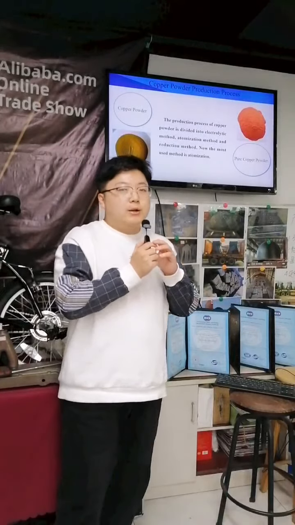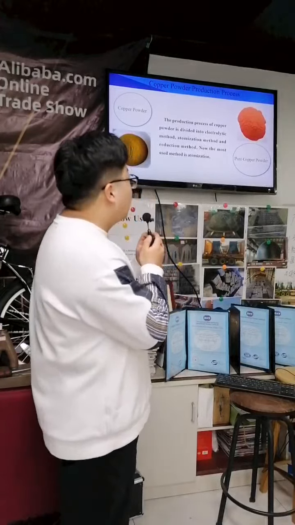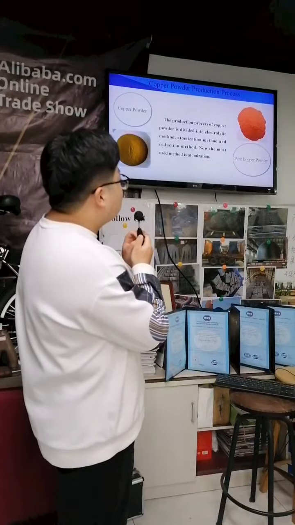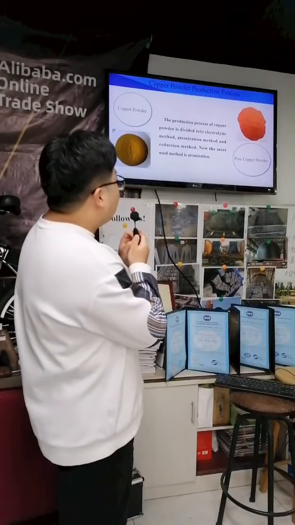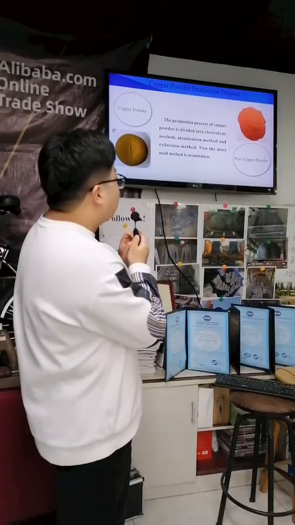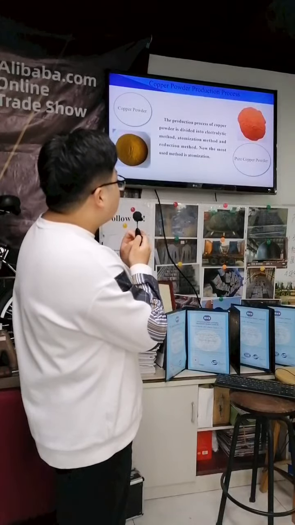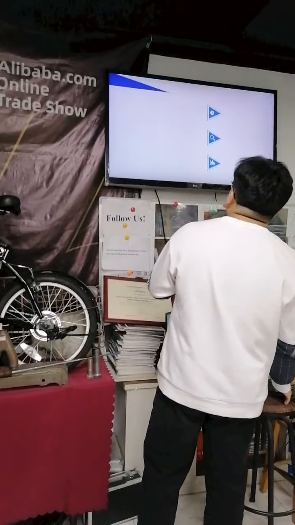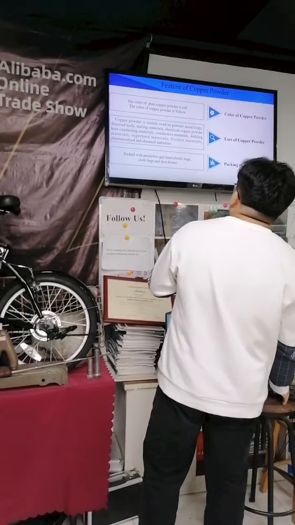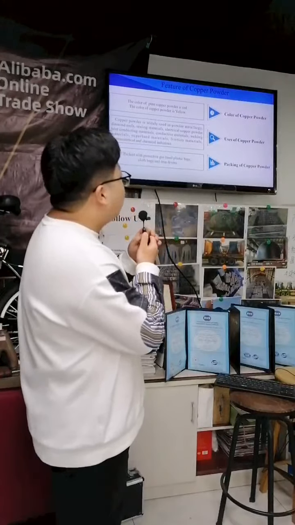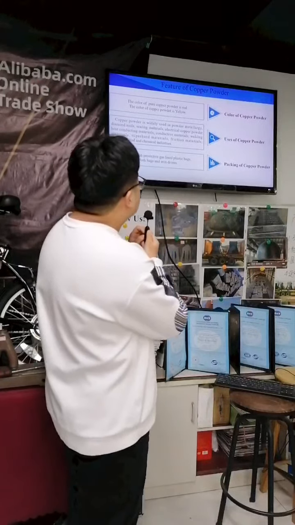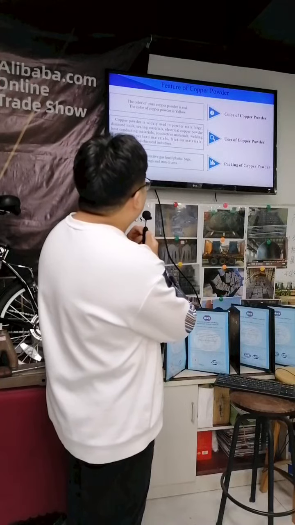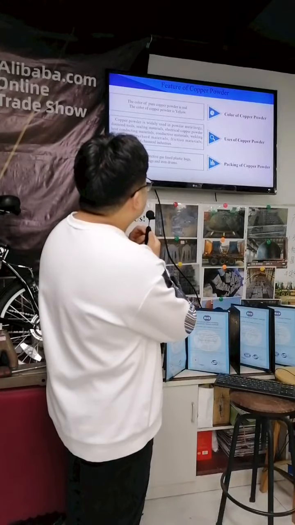Next, I want to talk about the production process of copper powder. The production process of copper powder is divided into the electrolytic method, atomization method, and reduction method. Now, the most used method is atomization. Next, I want to talk about the features of copper powder. The first one is about the color. The color of pure copper powder is red. The color of copper alloy powder is yellow.